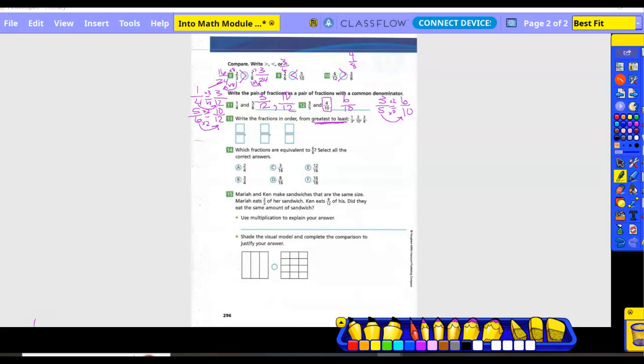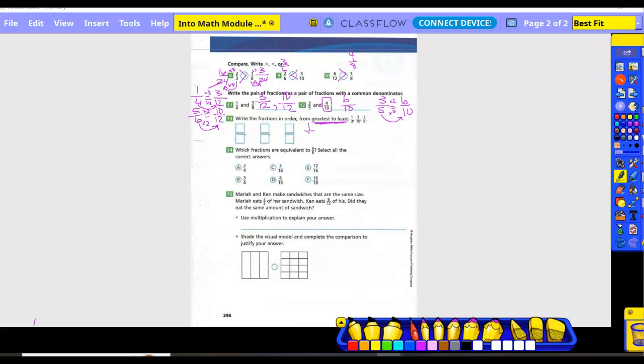All right, write the fractions in order from greatest to least. So what do I need to get maybe as my common denominator? What do you guys think? In this case, can we get common numerators? Would that maybe work better? Yeah, okay. So we can get a common numerator.